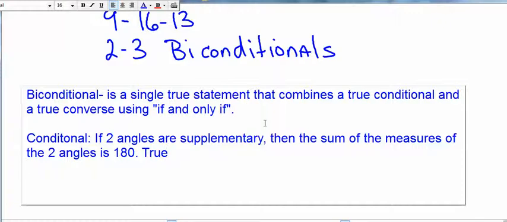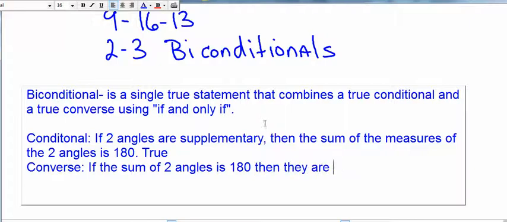So now, the converse. Converse means to switch the hypothesis and the conclusion. Anybody want to help me here with the converse? If two angles add up to 180, then they're supplementary. Let's use the words that are up there. If the sum of two angles is 180, then they are supplementary. Agreed? Switch the hypothesis and the conclusion. Truth value.